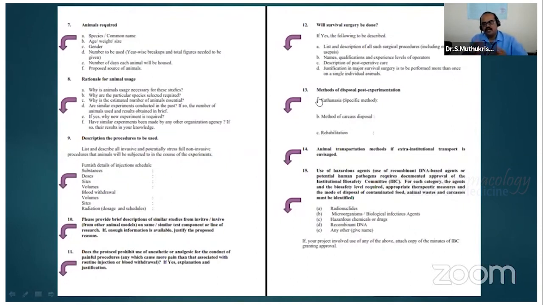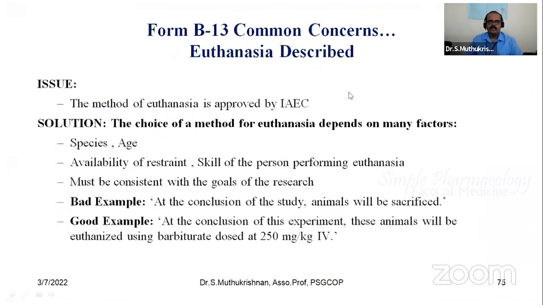If it is euthanized, how are we going to dispose of the carcass? If the animal is not sacrificed, how are you going to rehabilitate those animals? For the euthanasia method, don't write simply that at the end of 6 months we are going to collect the blood parameters, so for that we are going to sacrifice the animals. Don't write like this. You have to mention which kind of euthanasia methods you are going to use for those animals.